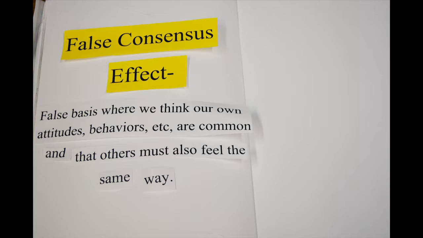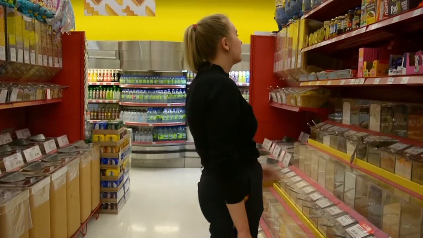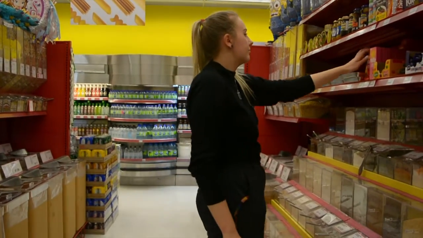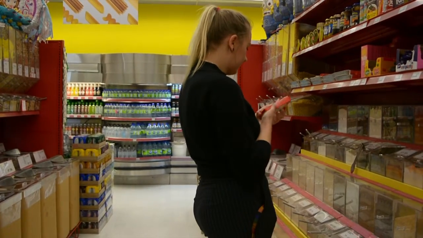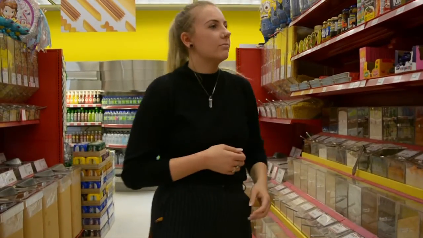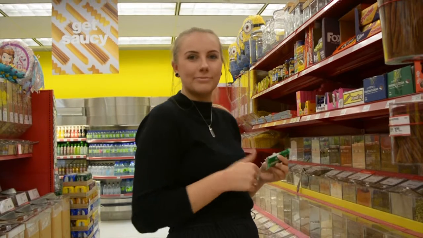It is a false basis where we think our own attitudes, behaviors, etc. are common and that others must also feel the same way, when in fact, this may or may not be true. Let's look at an example. Let's say your best friend asked you to go to the store to get some candy, but didn't tell you what kind to get. How would you choose which candy to buy? Instead of looking at every different type of candy in the store, you would most likely pick out the candy you like and buy it for them. This is the false consensus effect.